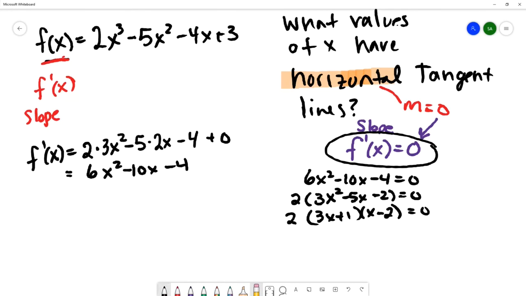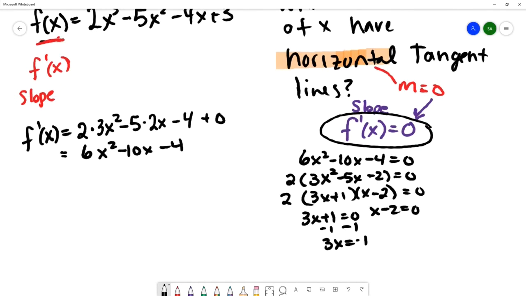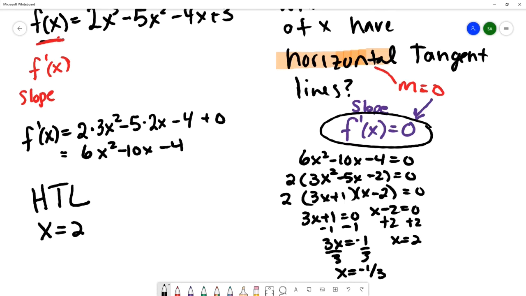So once I have it factored, I'll set each factor equal to 0 and solve. I'll subtract 1 on both sides. That gives me 3x equals negative 1. Divide by 3, and x equals negative 1/3. Over here, I add 2 to both sides and get x equals 2. So this function will have horizontal tangent lines when x is equal to 2 and x is equal to negative 1/3. Let's confirm this with a calculator.